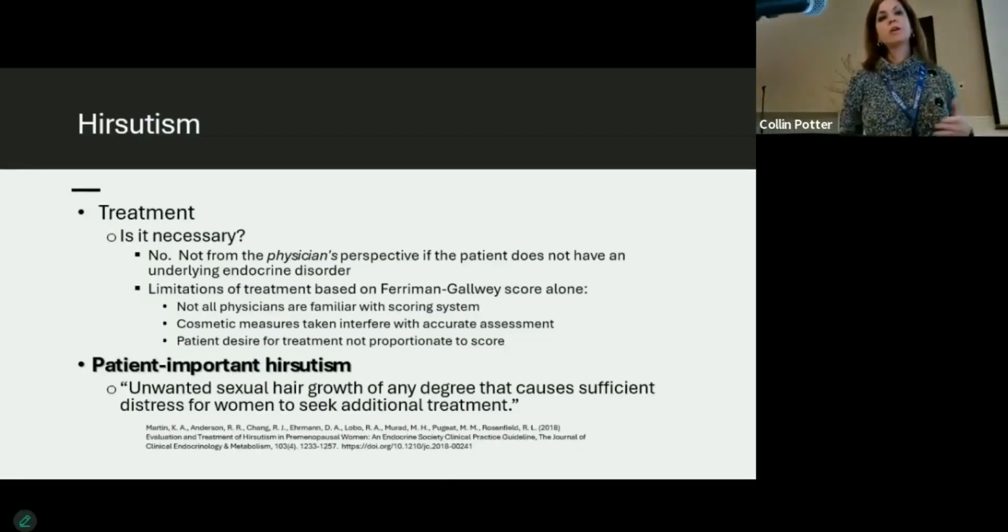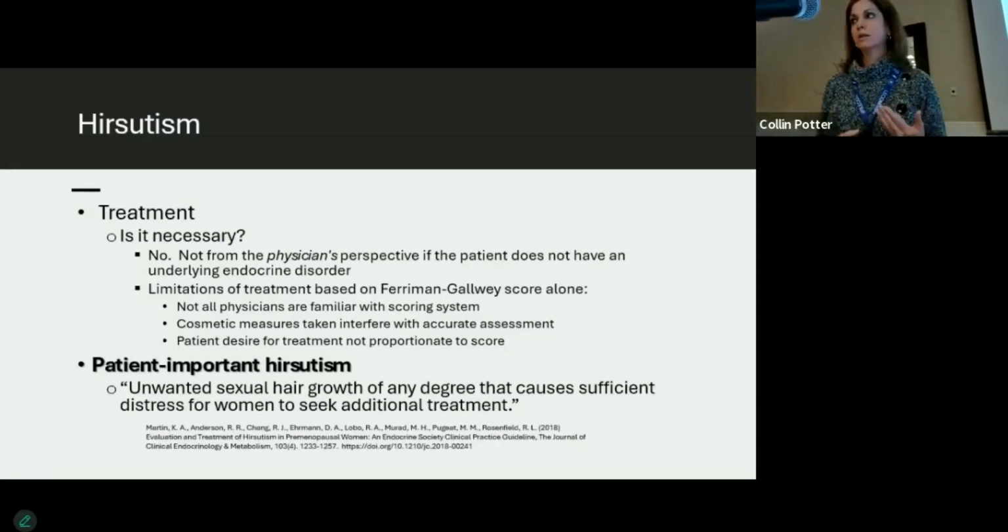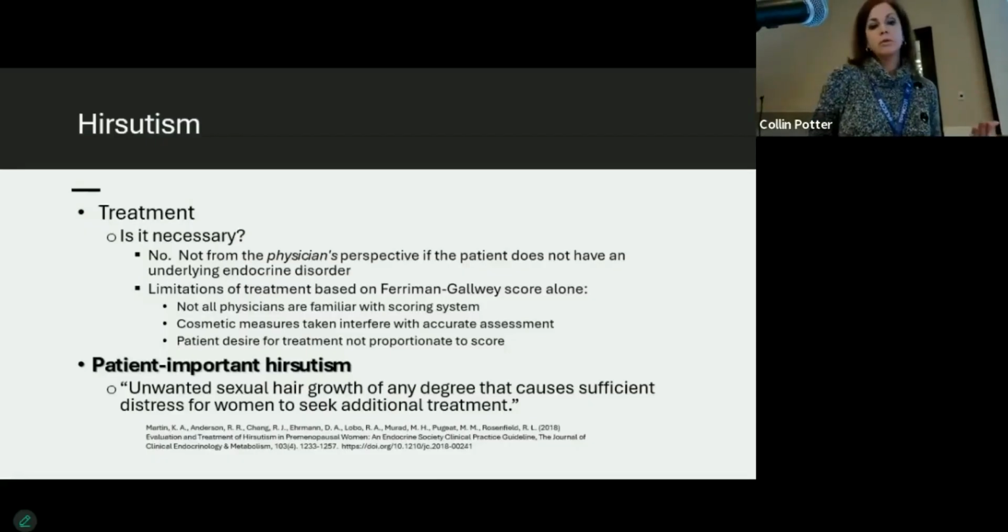So not everybody is familiar with the scoring system, and there are limitations to that scoring system. As I said, cosmetic measures may interfere, but you can still use your clinical acumen and good history taking skills and get some more information. And then the patient's desire for treatment may not be proportionate to their score in either direction.